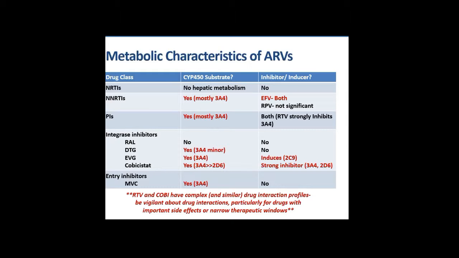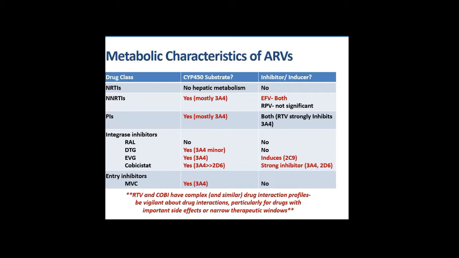Elvitegravir is a P450 substrate, and it also induces 2C9. Then cobicistat, which is not an integrase inhibitor but is used in combination with elvitegravir in Stribild, is a 3A4 substrate and also a strong inhibitor, sort of like ritonavir, of both 3A4 and 2D6, and so it would also need to be used with caution for any drugs that are a substrate of either 3A4 or 2D6. And then the entry inhibitors: maraviroc is a substrate of 3A4, and so would need to be used with caution with drugs that are inhibitors or inducers of 3A4.